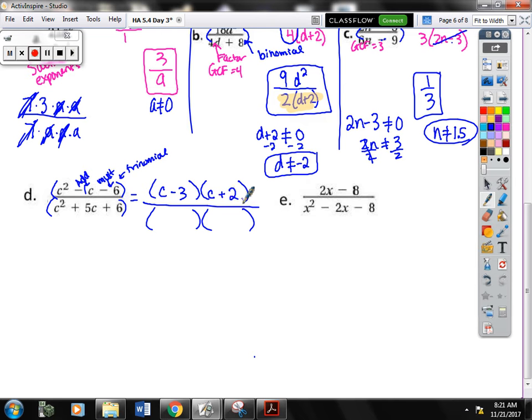Good. -3 and 2. -3 times 2 is -6, -3 plus 2 is -1. Excellent. Now in the denominator, we're going to factor looking for numbers that multiply to 6, either 6 and 1 or 3 and 2, and add to 5. So that's going to be +3, +2.